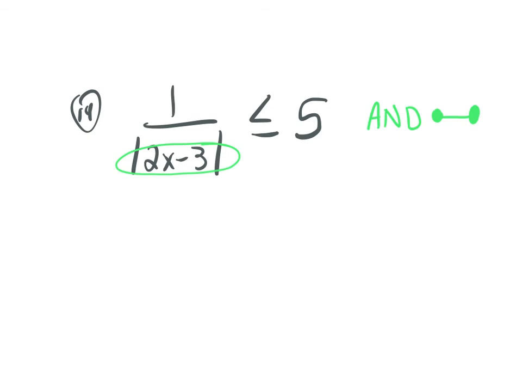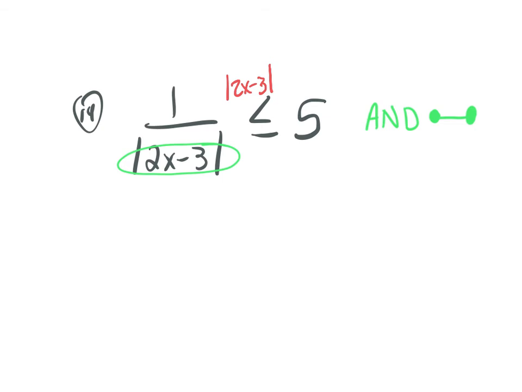There's a 1 where? On top. This is a fraction. We don't want to start off with a fraction. We don't want to start off with our absolute value in the denominator. So in order to get rid of that 2x minus 3, the absolute value, what would I do? Okay, I'm going to multiply both sides of my inequality by the absolute value of 2x minus 3. So this cancels out. I have 1 is less than or equal to 5 times the absolute value of 2x minus 3. All right, still trying to get the absolute value by itself. So what can I do?